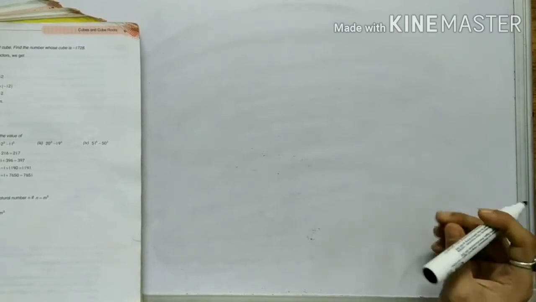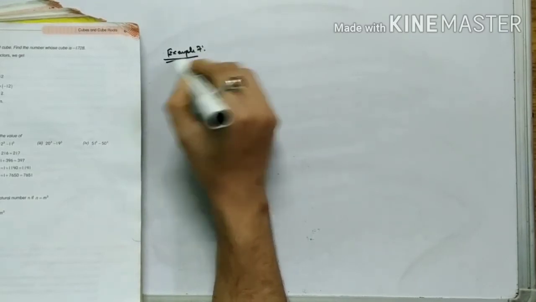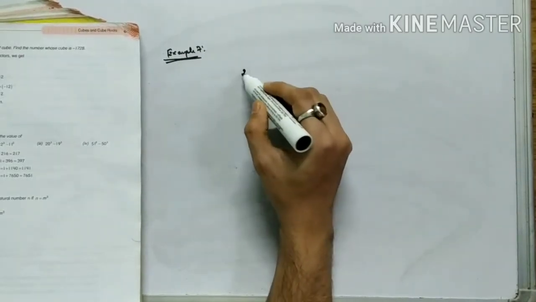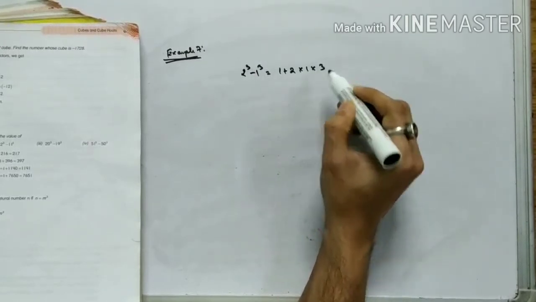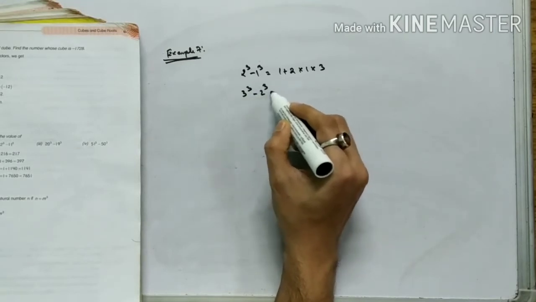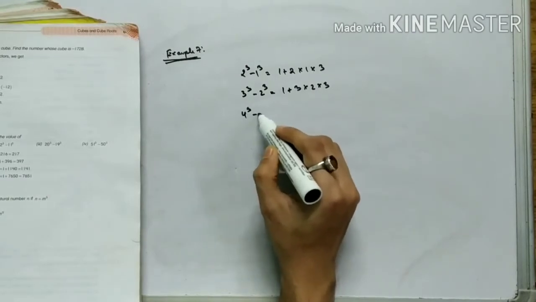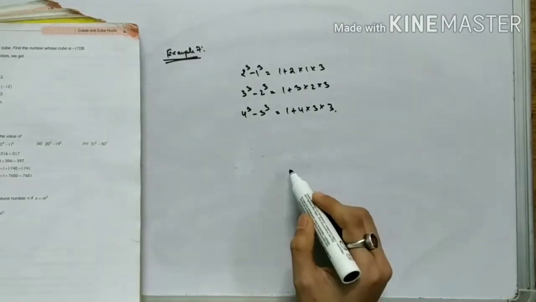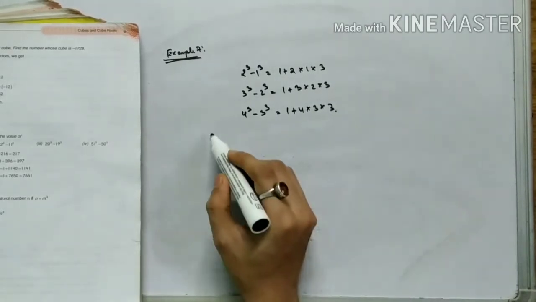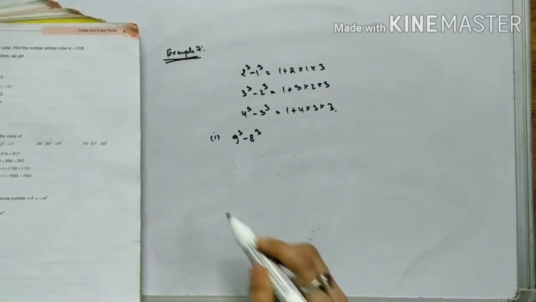Next you see example 7. Consider the following pattern. Okay, example 7 is saying consider the following pattern. 2 cube minus 1 cube is equal to 1 plus 2 into 1 into 3. 3 cube minus 2 cube is equal to 1 plus 3 into 2 into 3. 4 cube minus 3 cube is equal to 1 plus 4 into 3 into 3. So using the above pattern, find the value of 9 cube minus 8 cube.